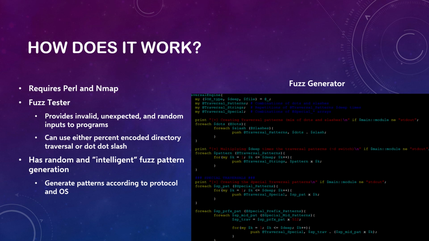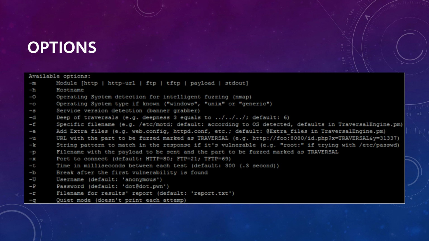And it has intelligent and random fuzz pattern generation. So random would be brute force, and intelligent looks at the protocol you're using, such as HTTP or FTP, and also looks at the OS of the server to generate the input. Some sample options: you could have your module, which would be HTTP or FTP or TFTP, the host name, the operating system detected by Nmap, the service version, how deep you want to scan, specific file names, a username or password, just a whole bunch of options.